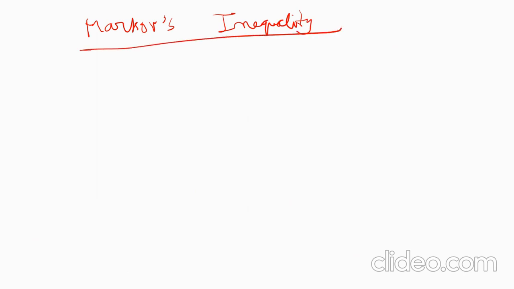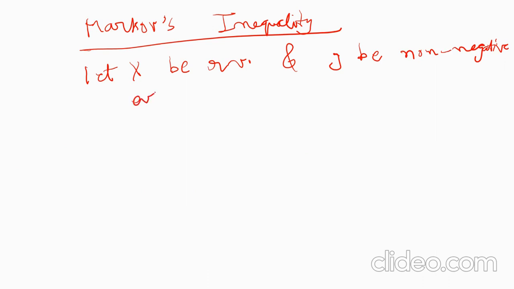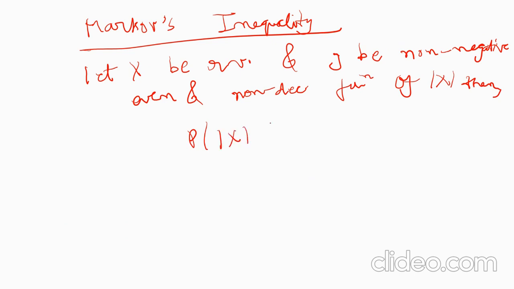Markov's inequality. So what does it say? Let X be any random variable you have, and g be any non-negative, even and non-decreasing function of mod x, then the probability of mod x greater than or equal to k is at most the expectation of g(x) divided by g(k).